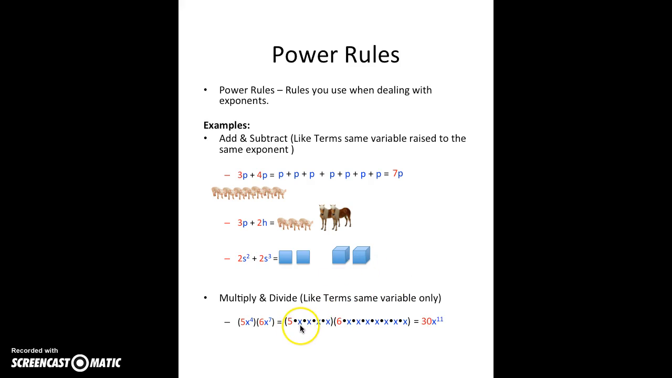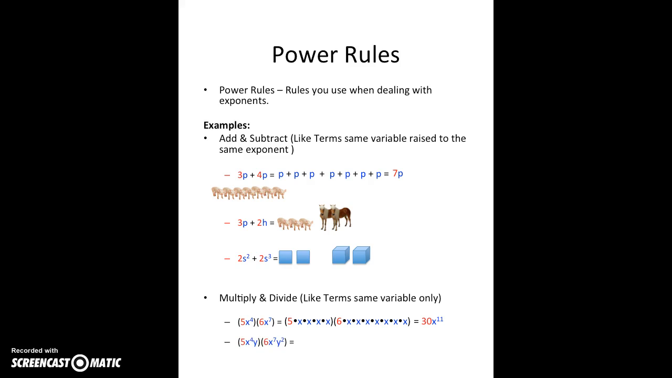Now there are 11 x's here, so x is being multiplied by itself 11 times, which gives us x to the 11th power. So for our coefficients, they multiply, and notice the exponents, or the powers, they add. So again, this should all make sense to us.